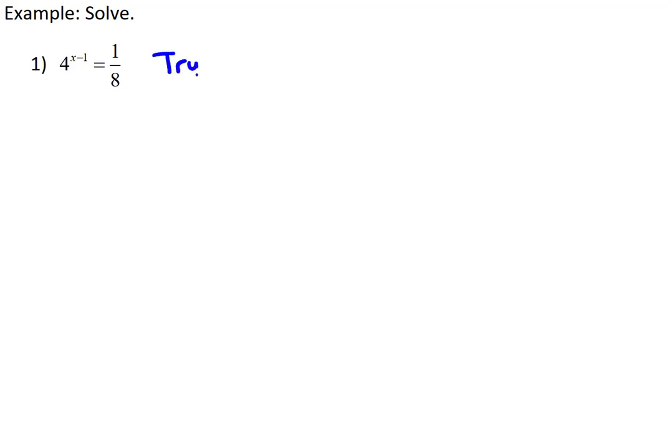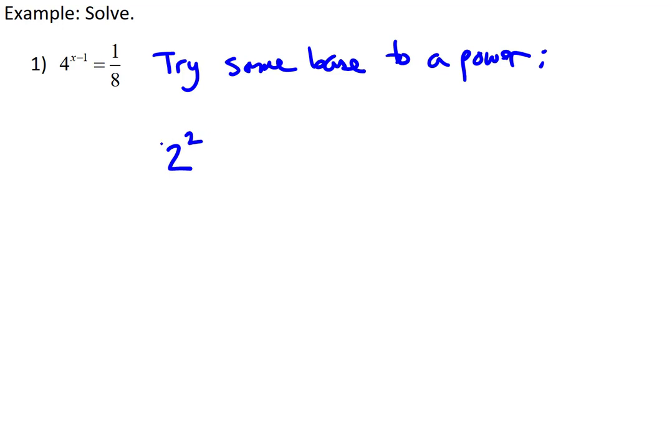So let's just say here, try same base to a power on both sides. That same base for 4 and 8 is actually 2. So what I mean is we're going to write 4 as 2 squared. I'm going to keep the power of x minus 1 that it had originally and consider that the left side.